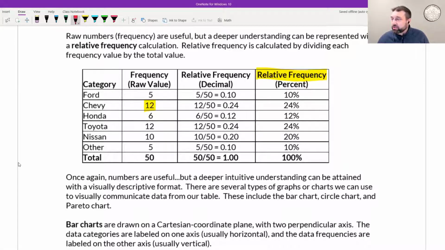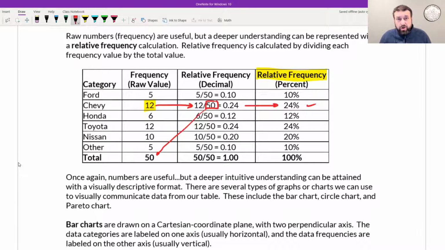And to calculate the relative frequency, you just take the raw frequency value and you divide it by the total number of items, which we found by adding them all up. And that will give you a decimal, 0.24. You convert that into a percent by multiplying by 100, and you get 24%. So almost 1 out of 4 cars are Chevys in this parking lot, okay?